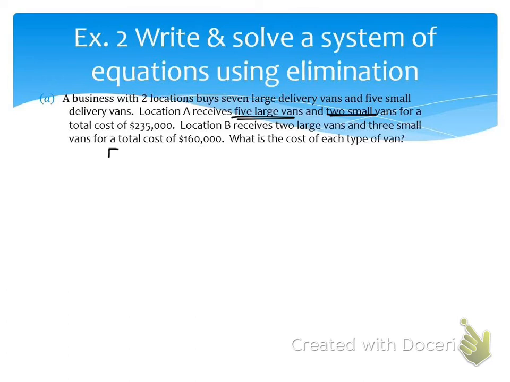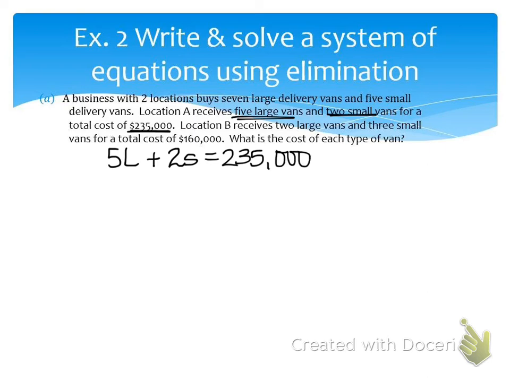All right. So 5 large. Now why would I multiply the 5 and the large? Okay, because if I go on, it says for a total cost of $235,000. So why would I take 5 times an L? What does the L represent? The cost of the large vans. I know I'm getting 5 large vans and 2 small vans, so 2S, for a total of. That's how I knew to add the 2 terms together, because it's going to cost me a total of, so equals $235,000. Now that's location A.